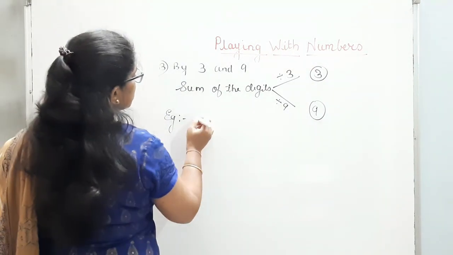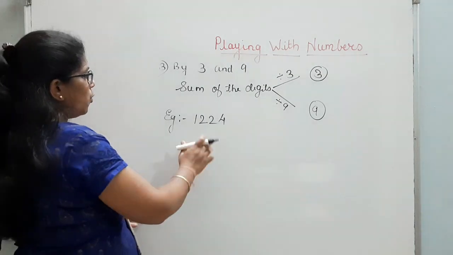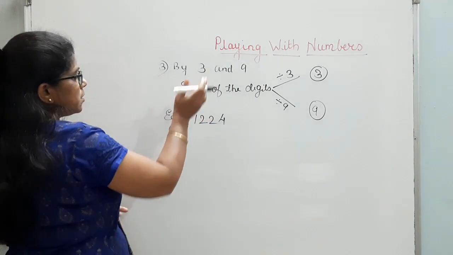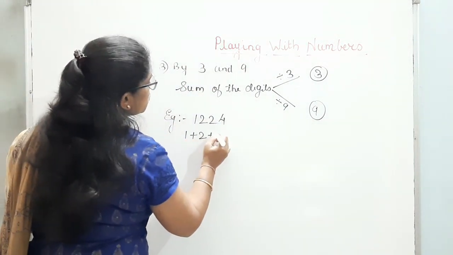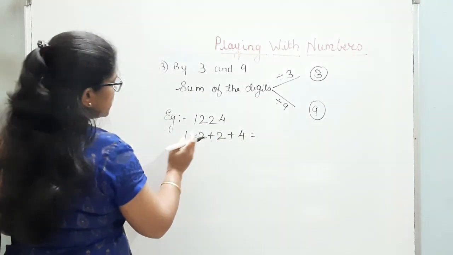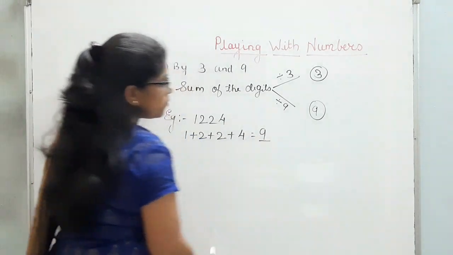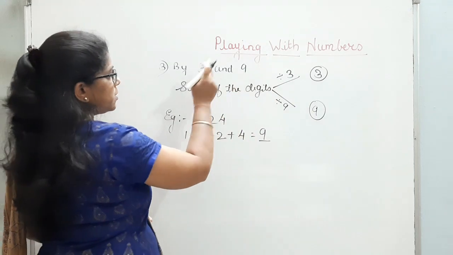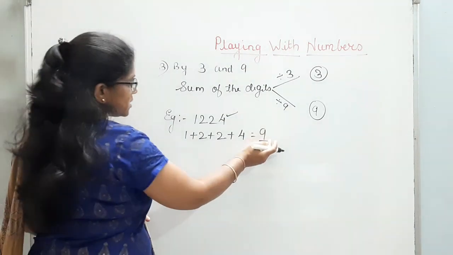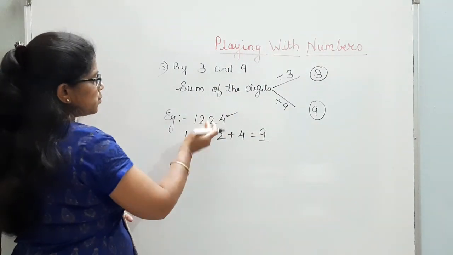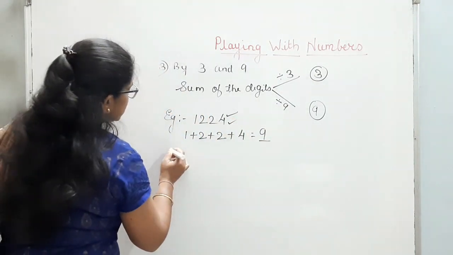Now if the given number is 1224. Instead of going for the actual division to check whether it is divisible by 3 or 9, what we have to do here is 1 plus 2 plus 2 plus 4. 1 plus 2, 3, 3 plus 2, 5, 5 plus 4, 9. So the sum of the digits is 9. 9 is divisible by 3. That means 1224 is divisible by 3. As this 9 is also divisible by 9, this means 1224 is divisible by 9 also. Let us see one more example.